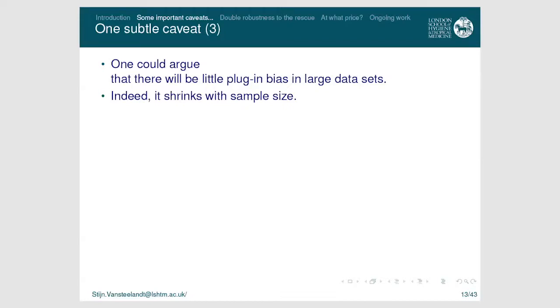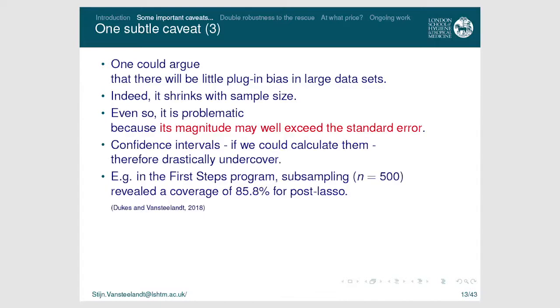One could also argue that this problem of bias due to kicking out variables from the analysis is maybe not such a big problem if we have lots of data. And indeed, this plug-in bias gets smaller as we collect more data. So if we're reasoning asymptotically, maybe it seems tempting to say it's not such a big problem. But it is a pretty big problem because theoretical results show that the amount of plug-in bias can very easily exceed the magnitude of your standard errors.